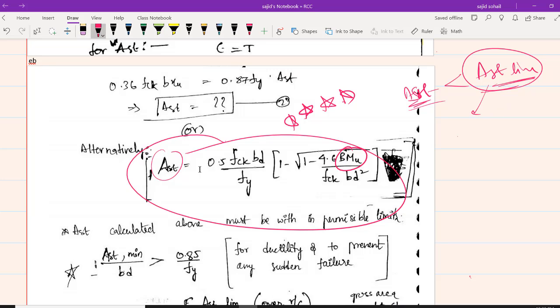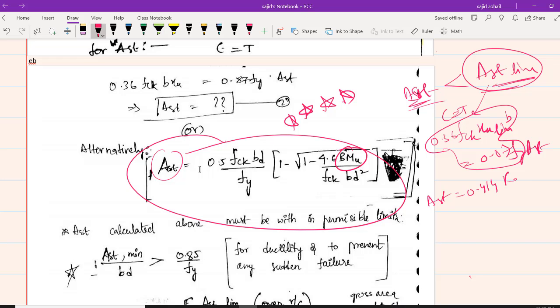So the maximum is AST limit. How to get AST limit? I have told you, how do you do the balanced section? 0.36 FCK XU limit B will be for balanced. I am just doing C equals T, 0.36 FCK XU limit B equals 0.87 FY AST, right? So what will be your AST? From here you can get it, or you can substitute directly. What will you get? 0.414 FCK by FY into B, XU limit into B. Like this also you can remember it.